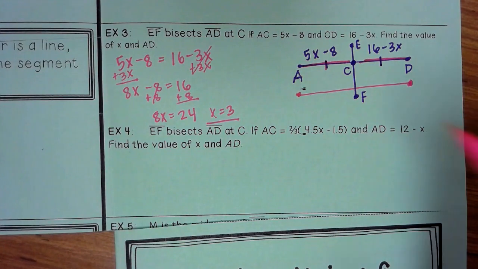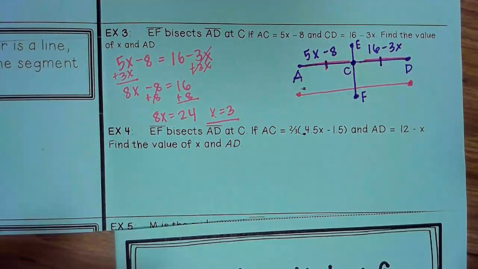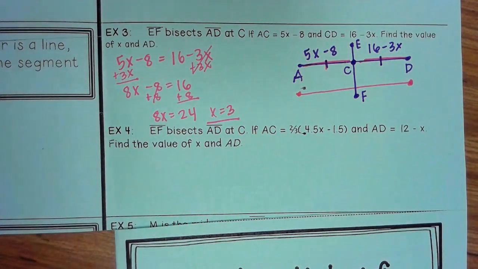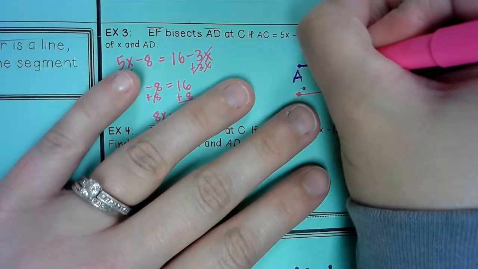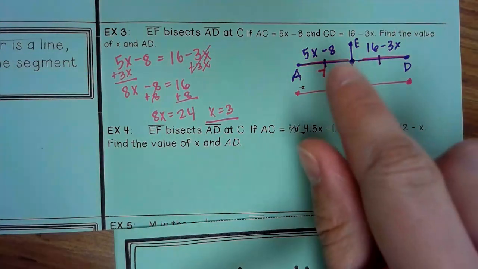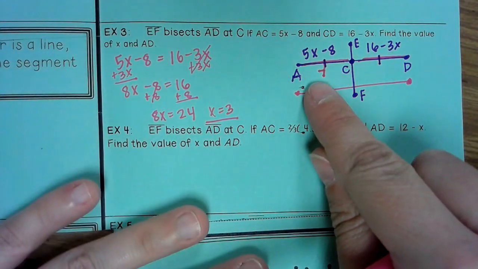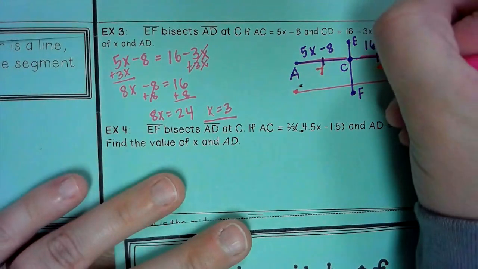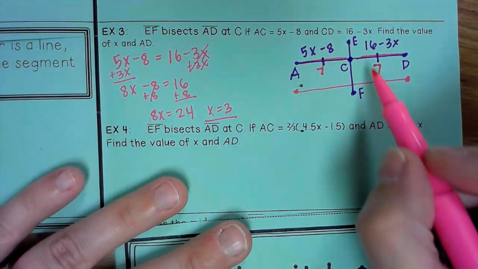So I am going to stop for a second. I can plug that 3 in. So 5 times 3 gives me 15. Minus 8 is 7. So this distance right here is 7. So we can think logically about this. If the distance from A to C is 7, then that must mean the distance from C to D is also 7. We can double check that if you want to.